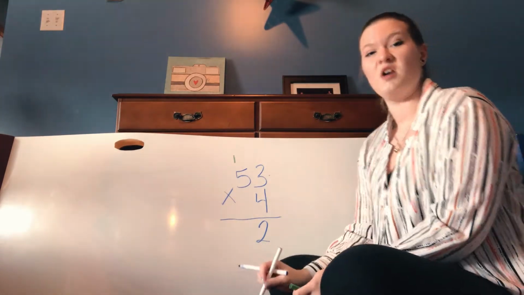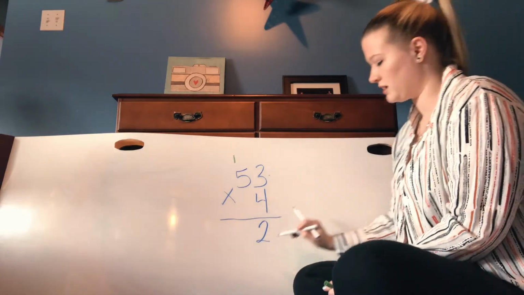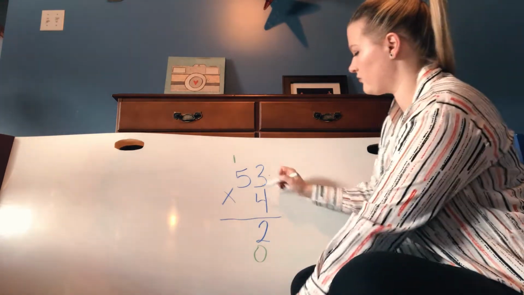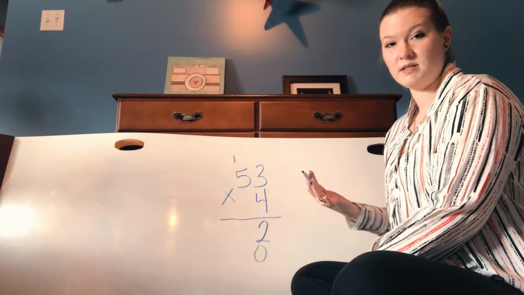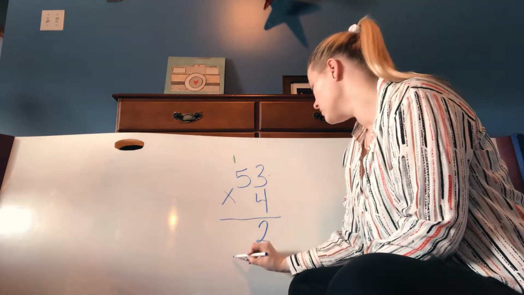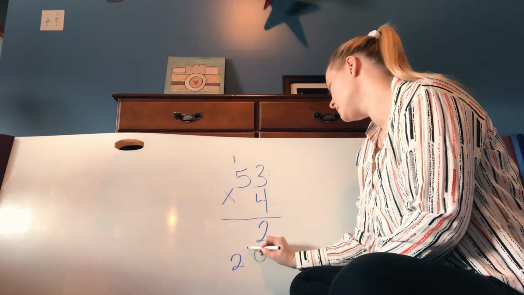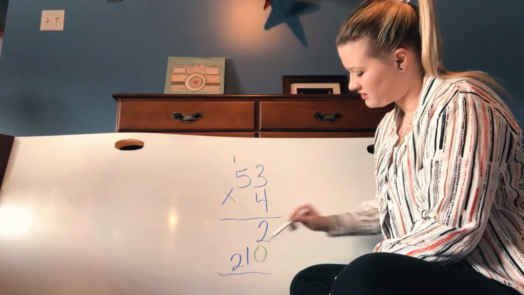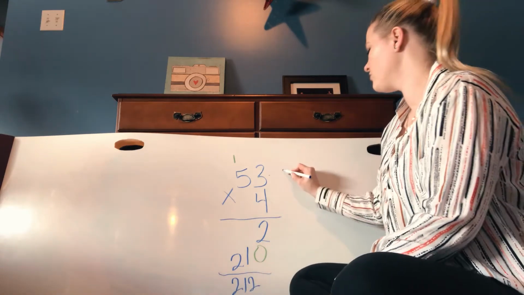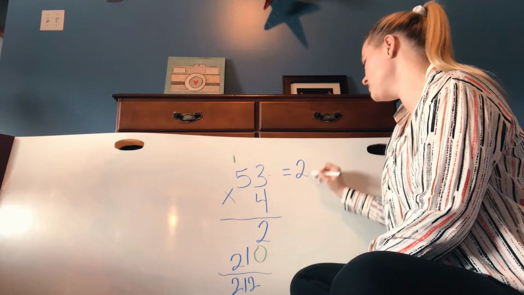Okay, we're done in the ones column. We have to show that we're done in the ones column by putting a 0 there because we're moving down. Now we have 4 times 5, which we know is 20, plus our 1 is 21. Now we can write that down, add our answers together, and we get 212. So 53 times 4 is 212.